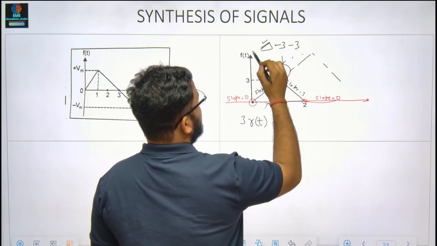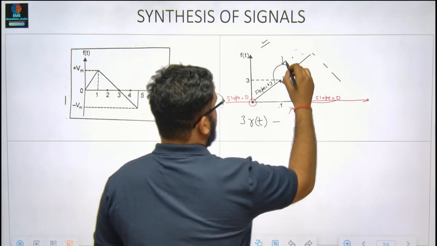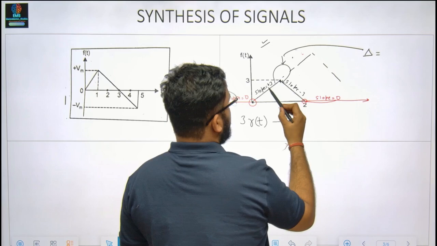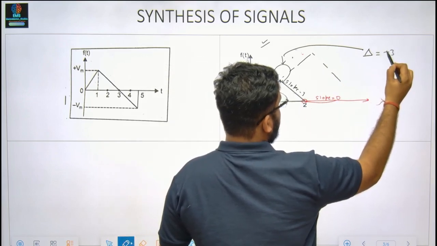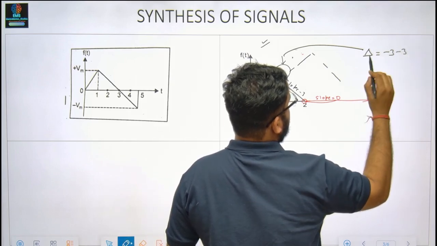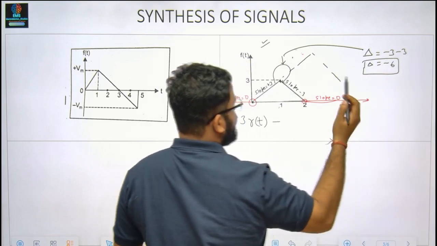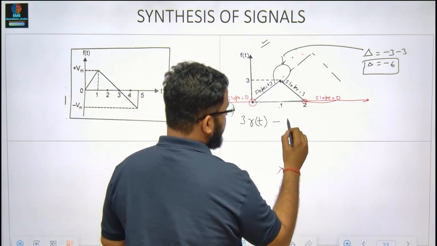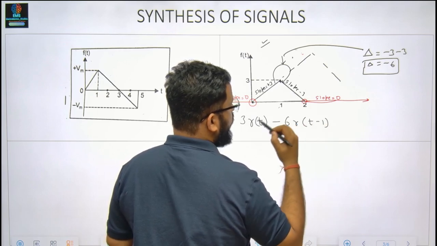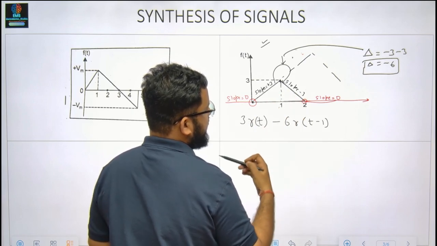So what is the delta? That is the change. I'll just write it down separately. Delta, that is my change of slope. It was final slope, that is -3, minus the initial slope, that is +3. So delta goes to -6. So this is the change in slope. So I have to write down the change, -6 r of t minus 1. So at point 1, there is a change in the slope which is -6.